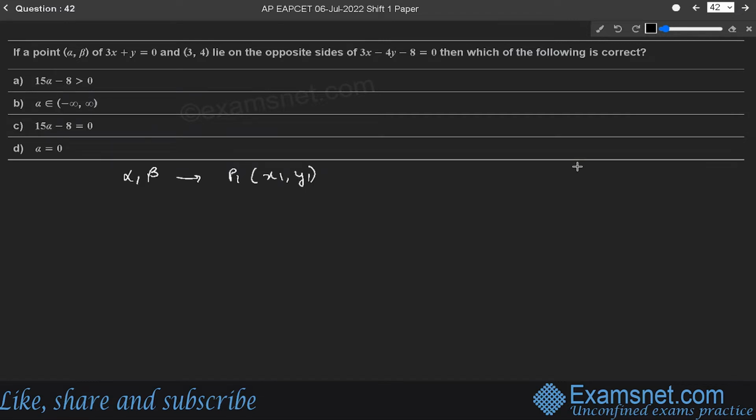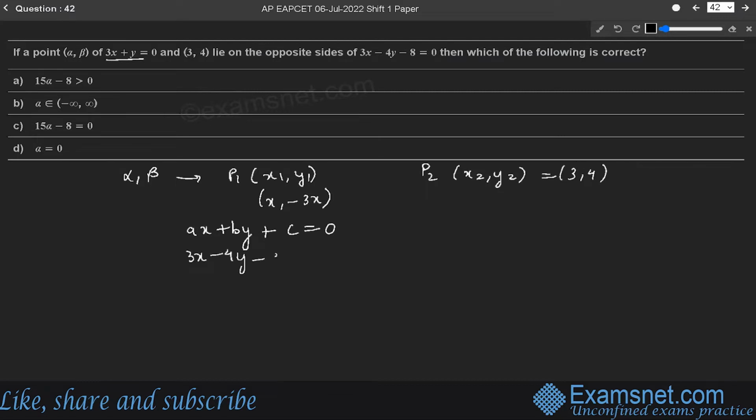So here, let the point (alpha, beta) be P1, and let it be (x1, y1). According to the equation 3x plus y is equal to 0, the point is (x, minus 3x). And let another point be P2, which will be (x2, y2), which is given as (3, 4). We know that the standard form of the equation is ax plus by plus c is equal to 0. And we have the equation 3x minus 4y minus 8 is equal to 0.